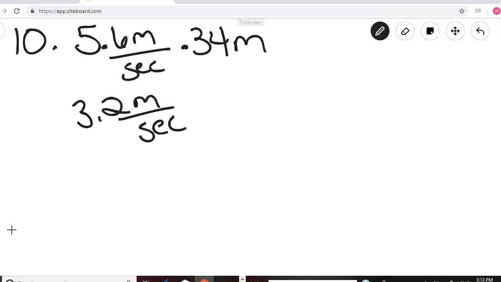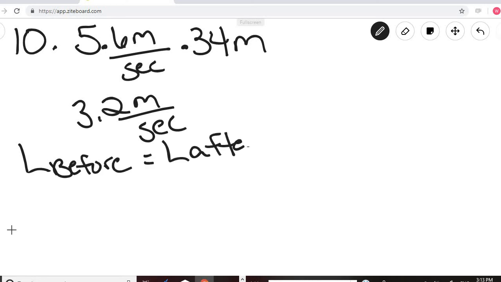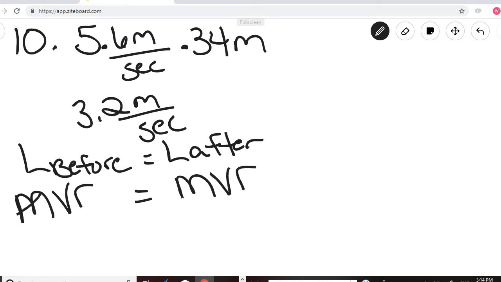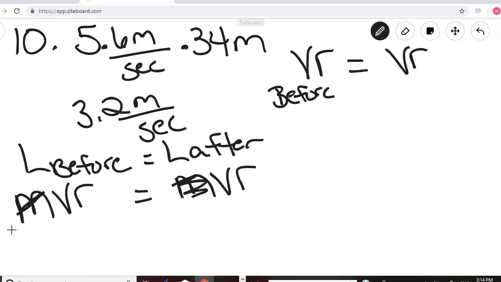Okay, so law of conservation of angular momentum. We know that the L before has to equal the L after. So mvr before has to equal mvr after. Since mass is on both sides, we'll ignore that. So then we can just do vr before equals vr after. And we need to know the new radius.